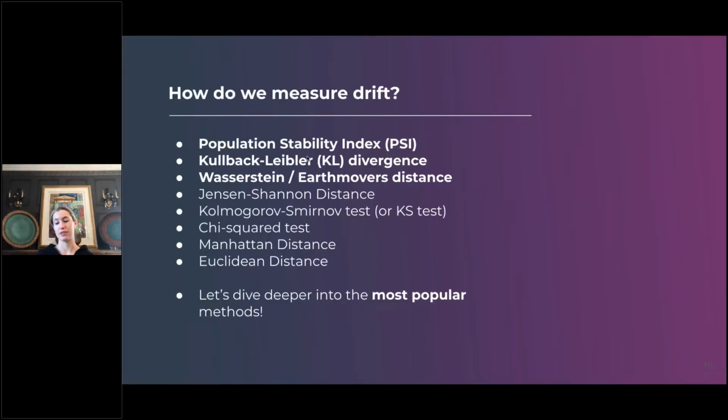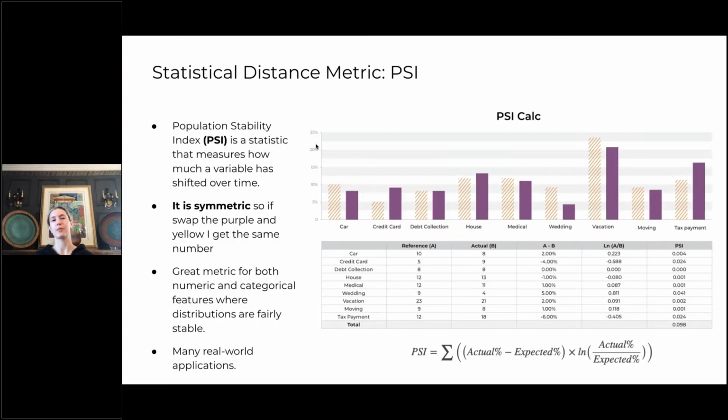And in terms of the actual metrics used to calculate drift, just like with performance metrics, there's a lot to choose from. It's going to be use case dependent, but the three most popular tend to be PSI, which is the population stability index, KL divergence, and Wasserstein distance. And just briefly going into those to understand the differences.